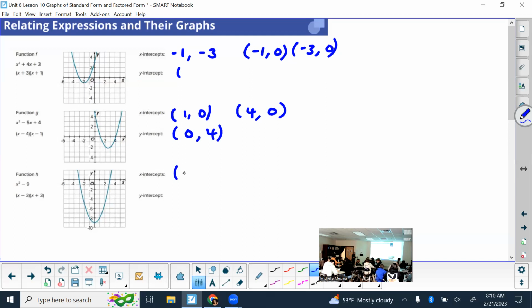You shouldn't need to get the answer from someone else. Look at it. Where does it cross the x-axis? 3 is one of them. All right, table 9. What about the y-intercept? -9, and in coordinate form, it goes 0, -9.